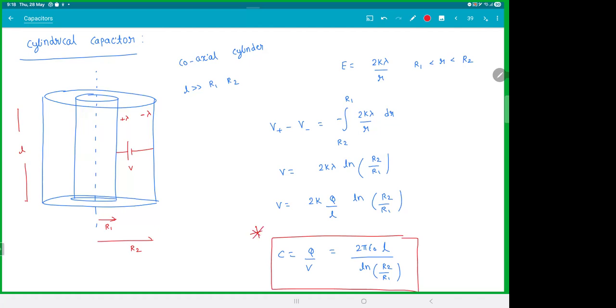of a cylindrical capacitor. The formula is important. There is not much questions on this. Everything else is same. Energy stored Q square by 2C. Everything is same.